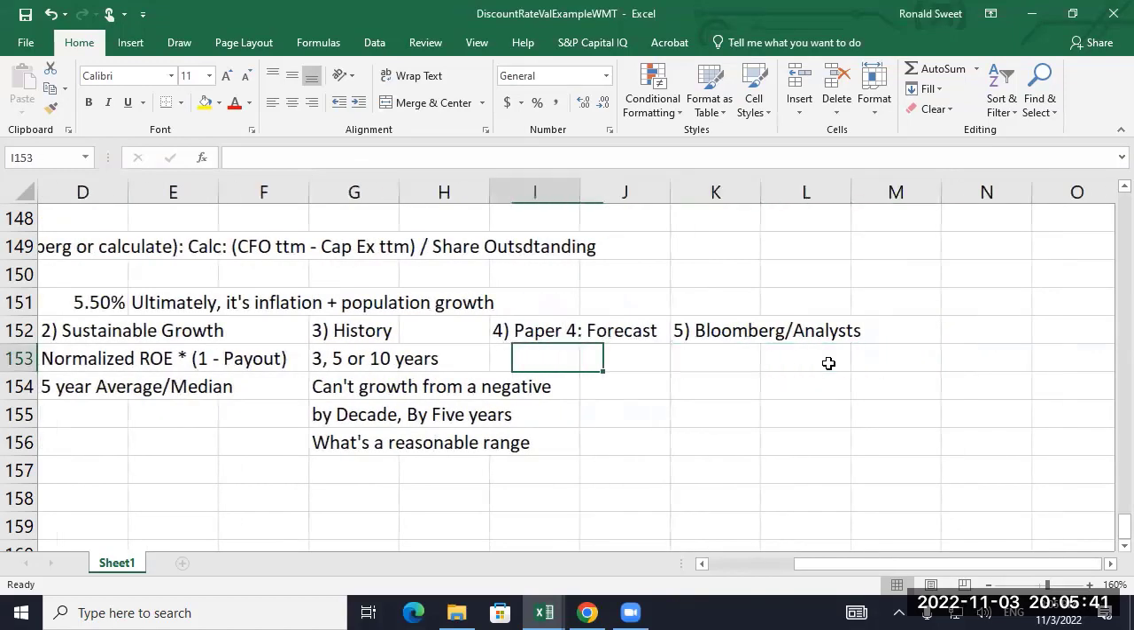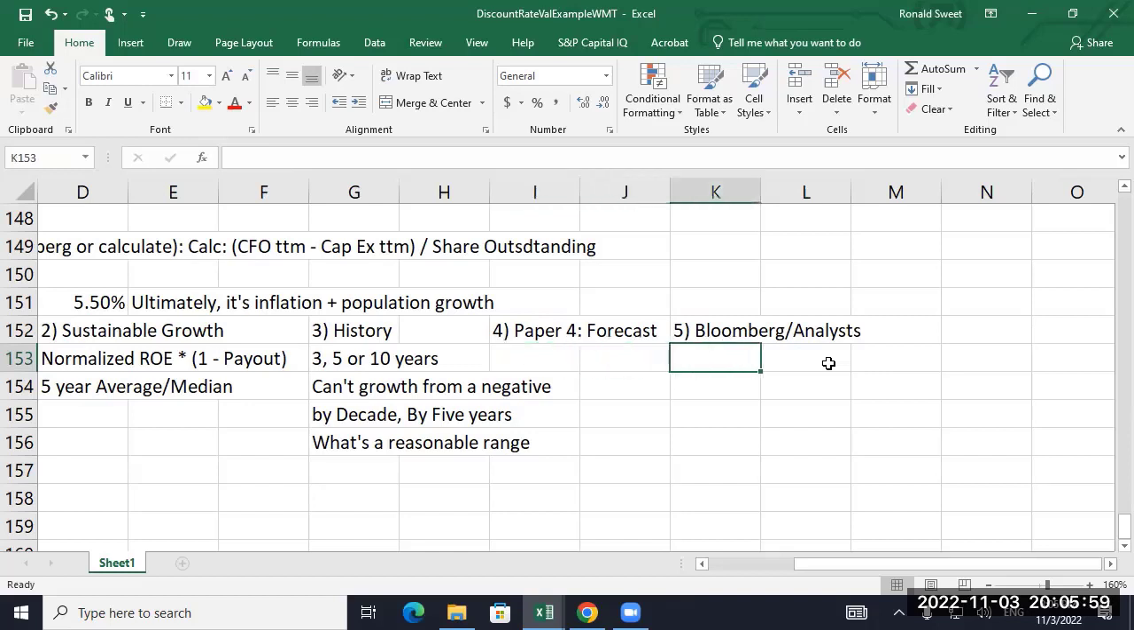Make sure it's consistent with paper four. If you wanted to, on paper four, your forecast paper, take your EPS 5 years out and the growth rate off of EPS today. What growth rate do you actually have? You could just use that.